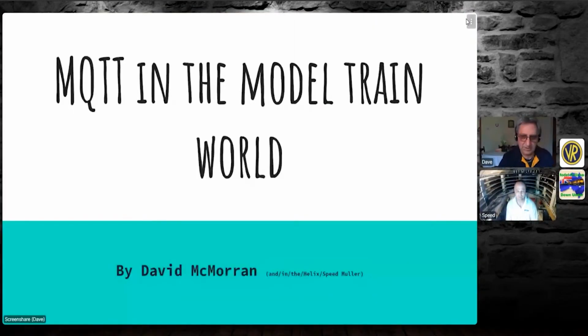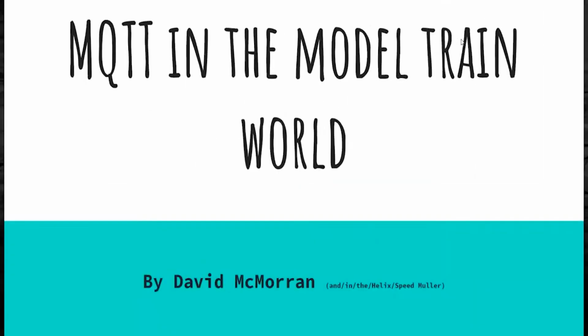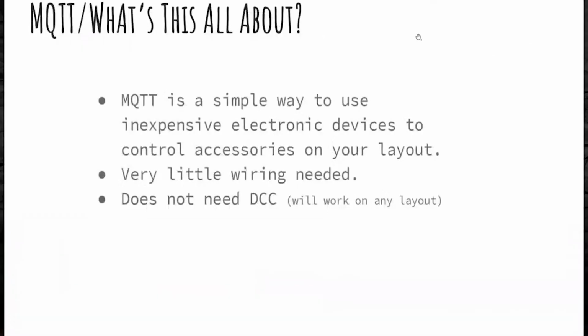Okay, MQTT, that's what I'm talking about. What is this, you're probably wondering? It's a simple way of using inexpensive devices to control accessories on your layout. Now, I'm talking about your turnouts, your signals, detecting sensors, that sort of thing, or lights on your layout. One of the advantages is that it's very little wiring needed because we use Wi-Fi. And as an added bonus, you don't need DCC, so this will work on any layout. So you can even use it on the DC layout.